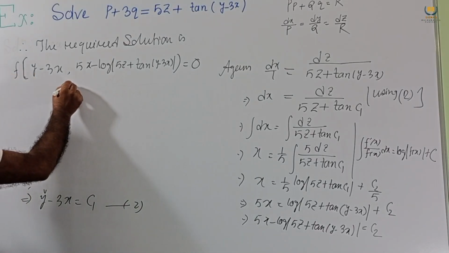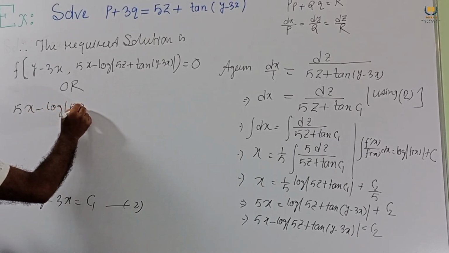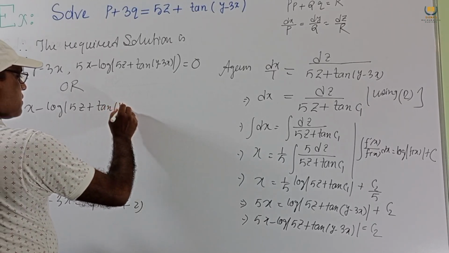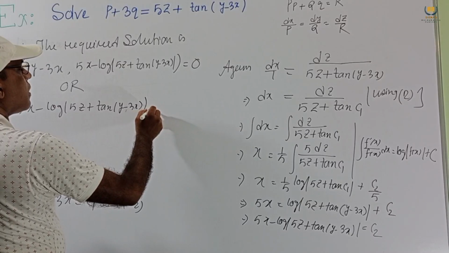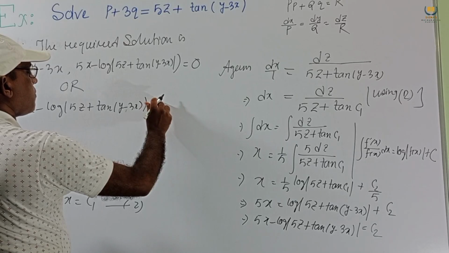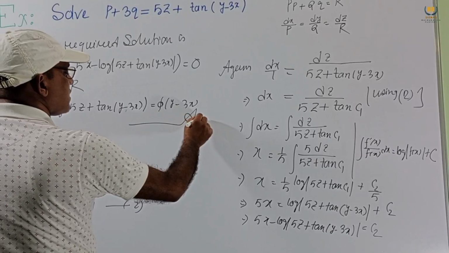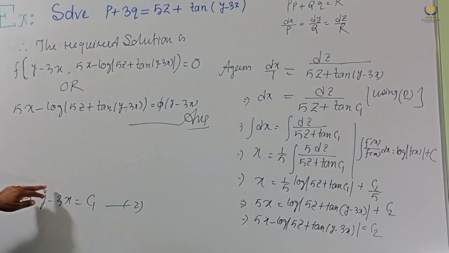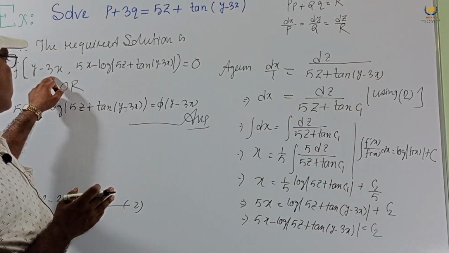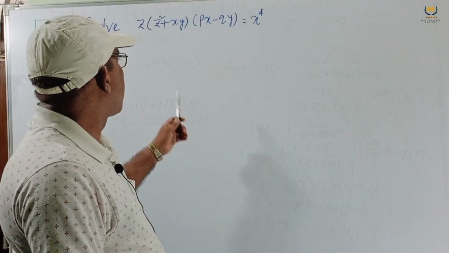Or we can write 5x minus log of 5z plus 10 times y minus thrice x equals f or phi of y minus thrice x. Either this answer or this answer. Just write c1 equals this, and this result and this result, write down together. We get this, or we can write this as our answer or this one as the answer. Very easy solution. Consider another problem.